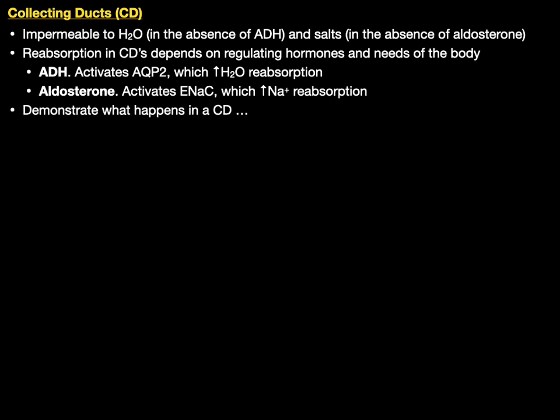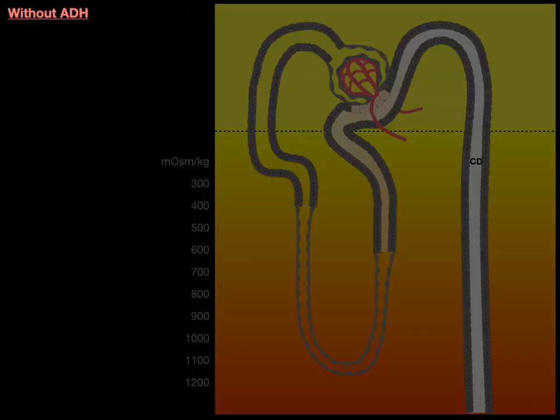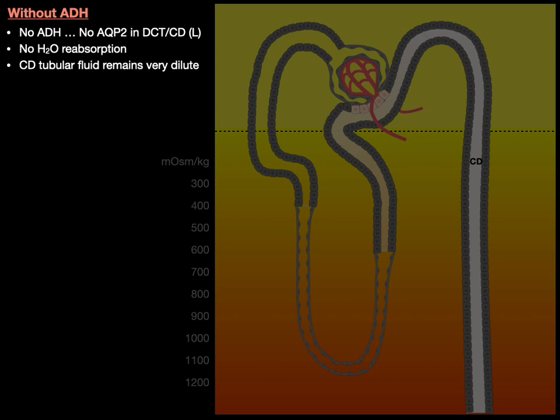So what we're going to do in these succeeding slides is demonstrate what happens in a collecting duct when we don't have ADH, or when we do have ADH, or when we have aldosterone and ADH. So let's begin without ADH. With no ADH, there are no aquaporin 2s in the distal tubular collecting duct. If there's no aquaporins, there's no water reabsorption, which means the collecting duct tubular fluid remains very dilute, and maximally dilute urine is excreted.